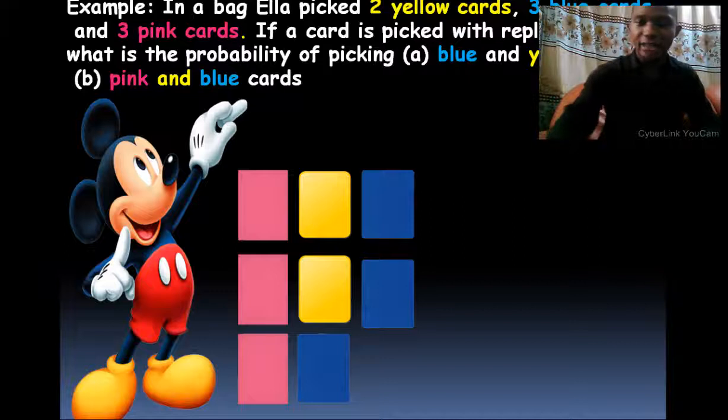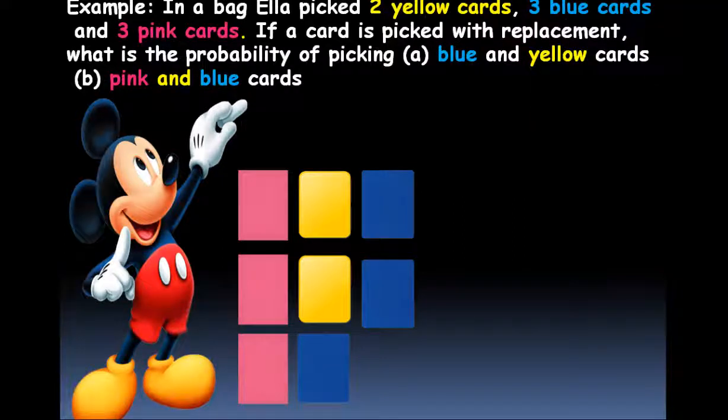Okay, let's look at the next example. In a bag, Ella picked 2 yellow cards, 3 blue cards, and 3 pink cards. If a card is picked with replacement, what is the probability of picking blue and yellow cards? And second, pink and blue cards. I repeat, in a bag, Ella picked 2 yellow cards, 3 blue cards, and 3 pink cards. What's the probability of picking blue and yellow cards, and pink and blue cards, if the card is picked with replacement?